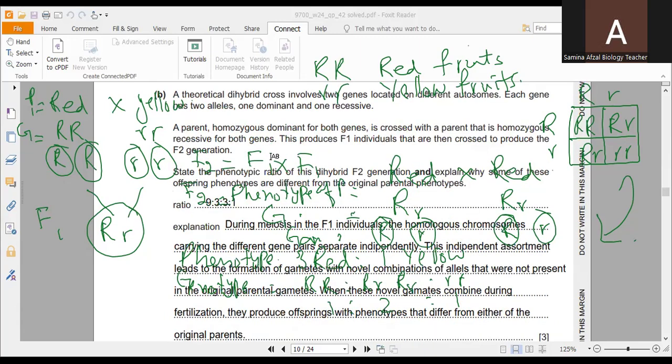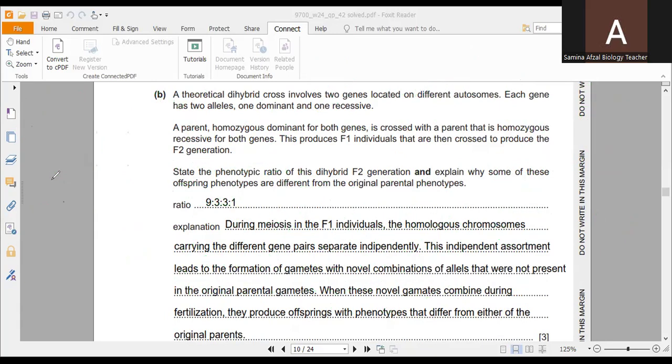Moving towards the next one. That was a monohybrid cross. Now the next is a theoretical dihybrid cross involving two genes located on different autosomes. Each gene has two alleles, one dominant and one recessive. A parent homozygous dominant for both genes is crossed with a parent that is homozygous recessive for both genes. This produces F1 individuals that are then crossed to produce the F2 generation. State the phenotypic ratio of the dihybrid F2 generation and explain why some of these offsprings' phenotypes are different from the original parent phenotypes.